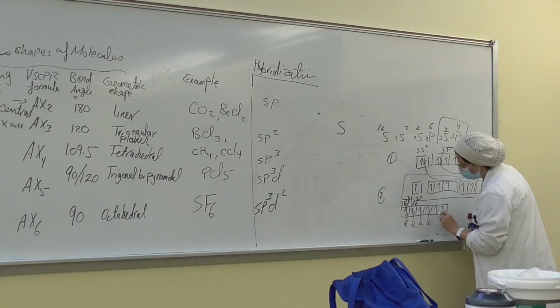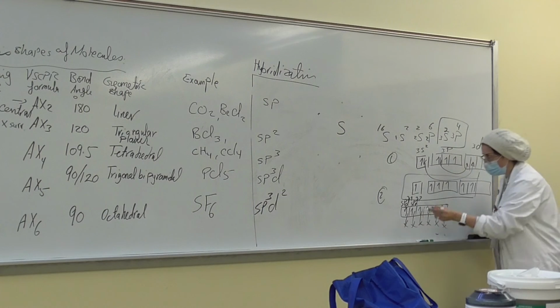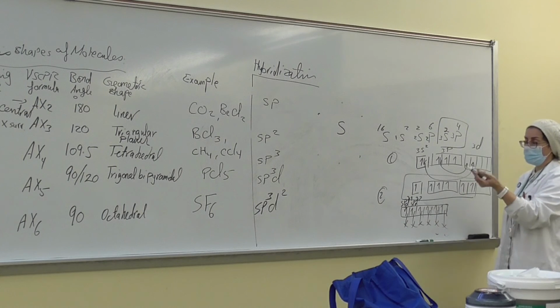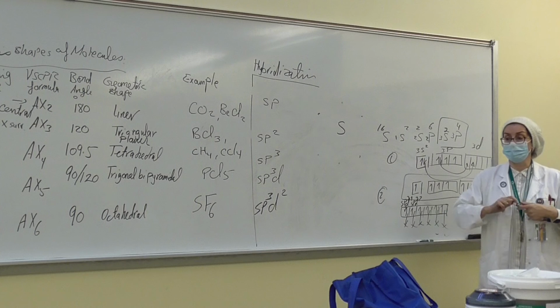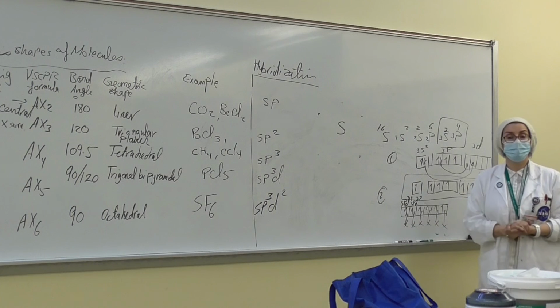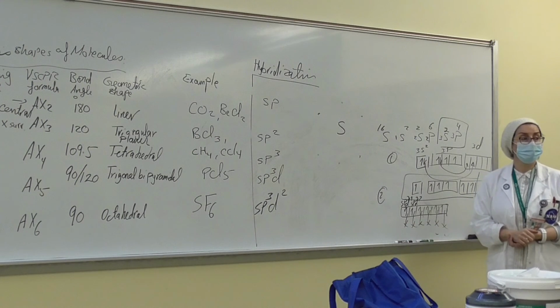Whatever you want. Okay, so now sulfur can accommodate 6. Fluorine, chlorine, bromine, whatever you want. Okay? Is that clear? Yes.